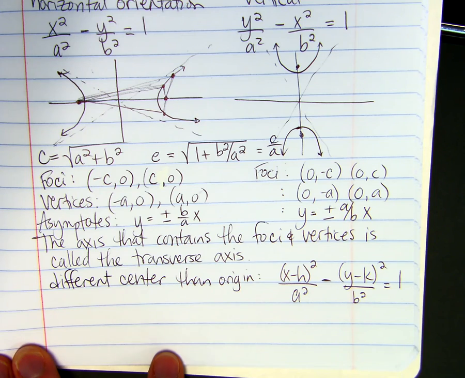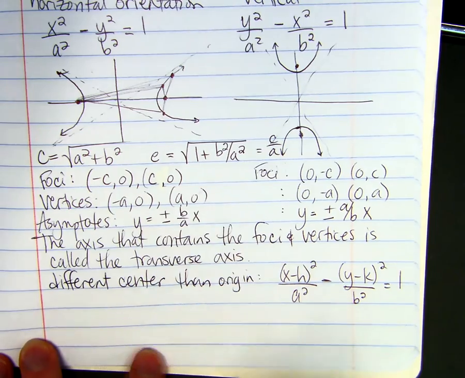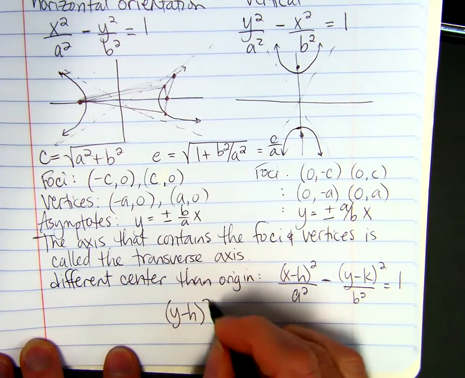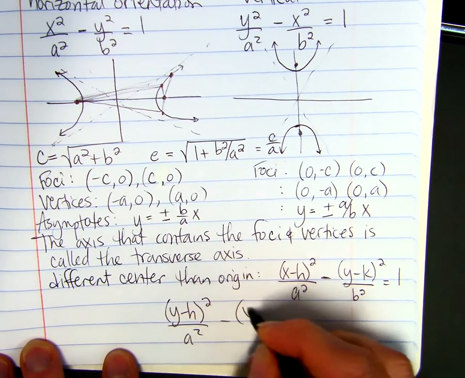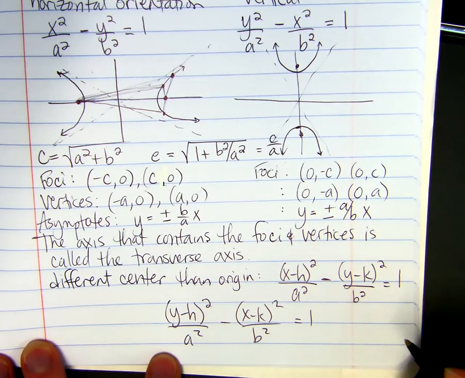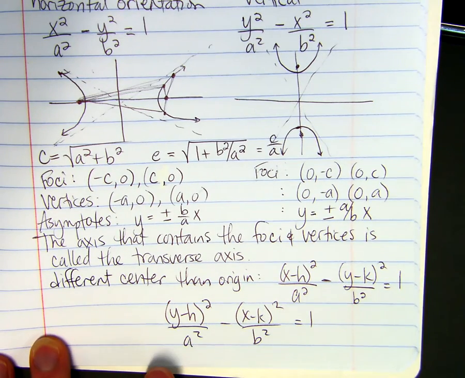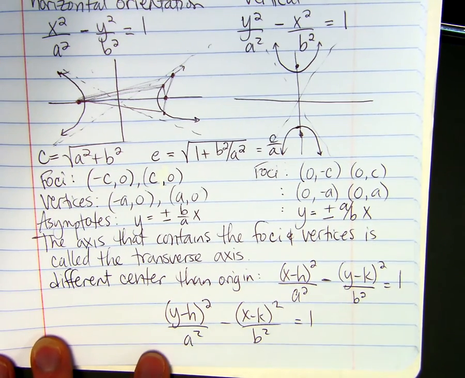This is the horizontal one. And the vertical, here I can write it. The vertical would be y minus h squared, and then x minus k squared. And you guys know h, k is the center.